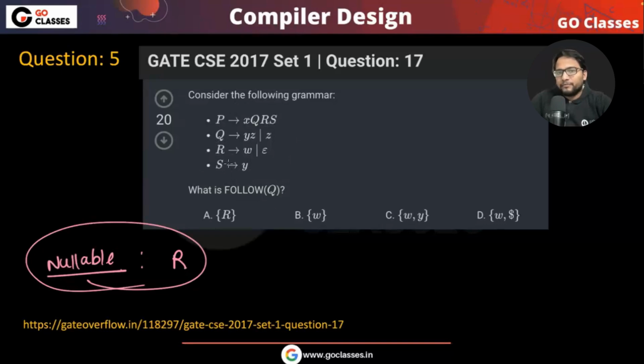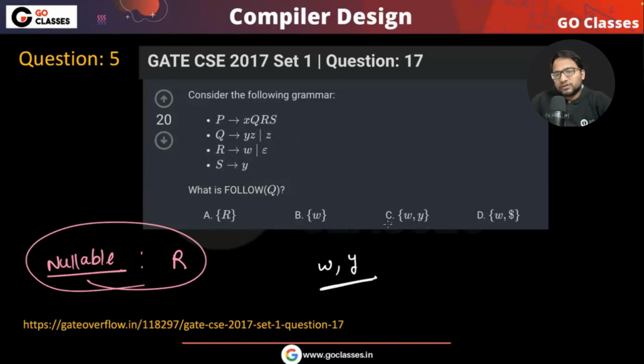Nothing else is nullable. Now, if they ask you the follow of Q, then it will be the same as first of RS, right? First of RS. So what is the first of R? It is W. And since R is nullable, you will go to the first of S also. So first of S is Y. So what is the answer here?